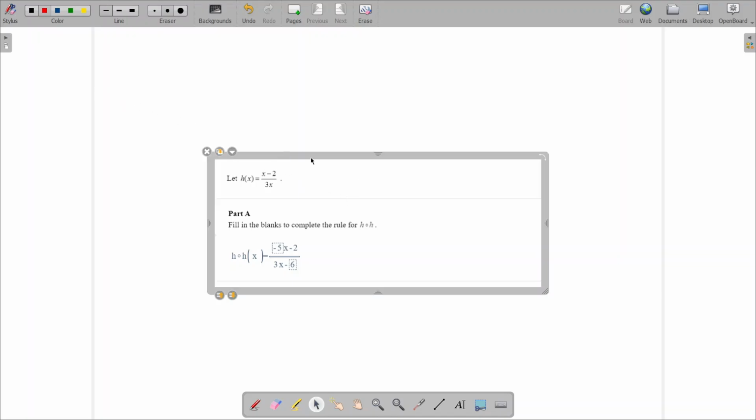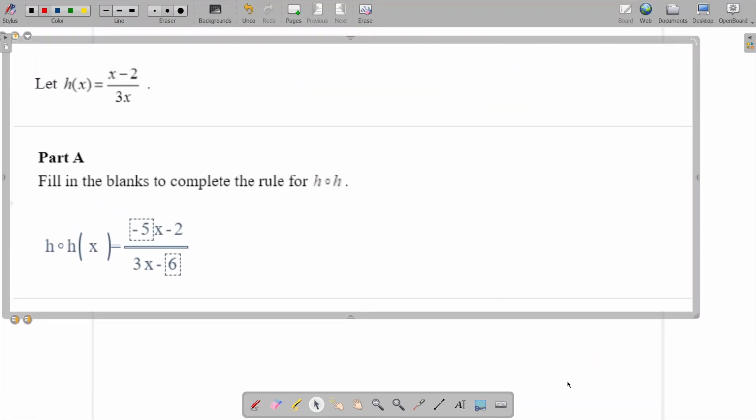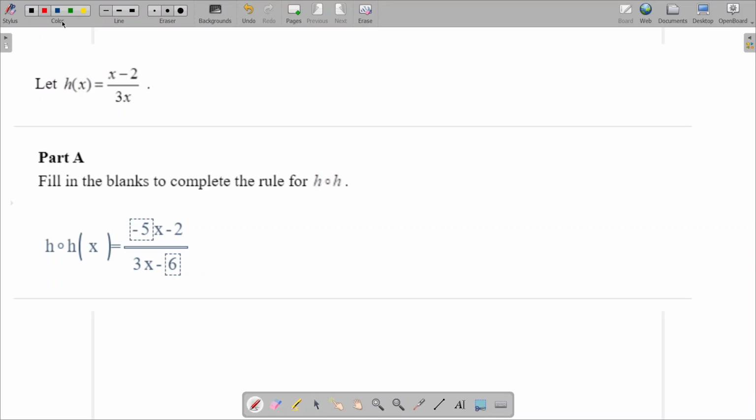Okay, move it up there. What you want to do now is h of h. H of x. This is what they're saying. Again, you do the function in the brackets inside of the function that's outside.